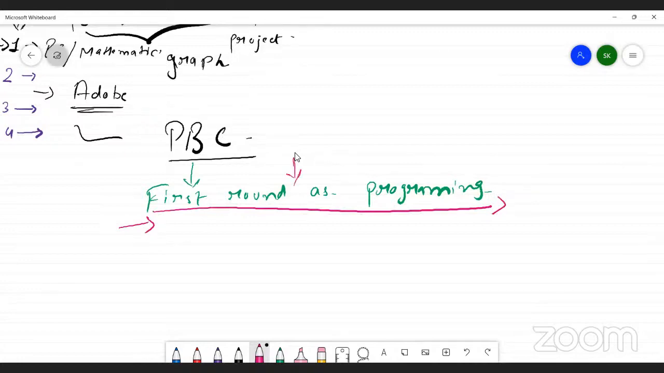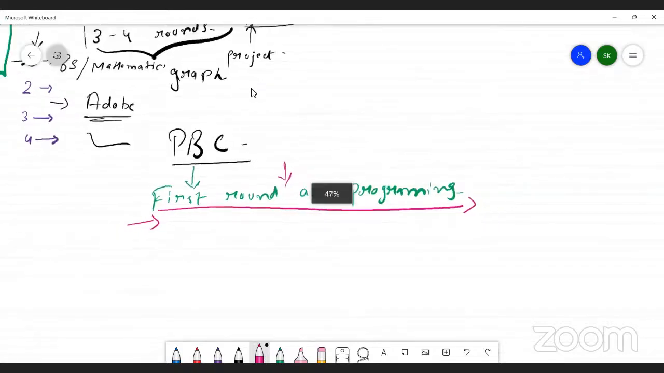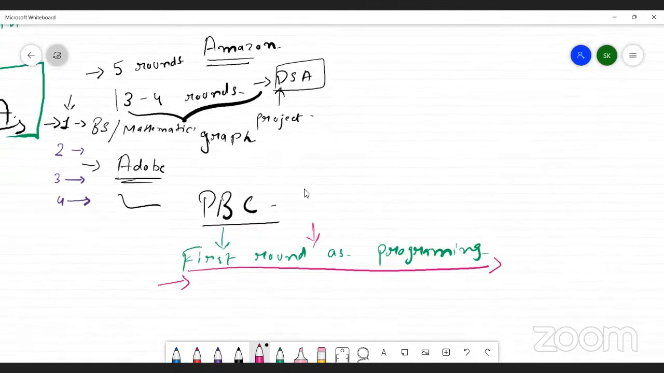Is it clear to all that why I am giving so much impact on the DSA? Because it's actually being asked. Just give me a minute.